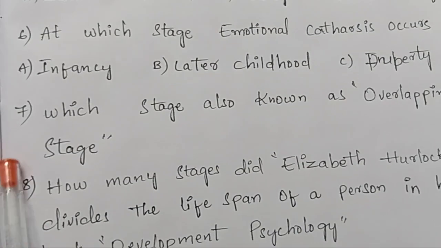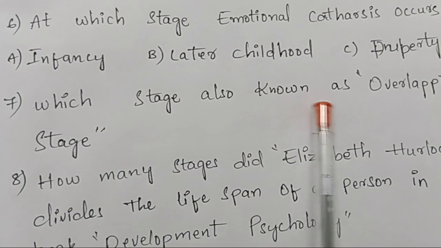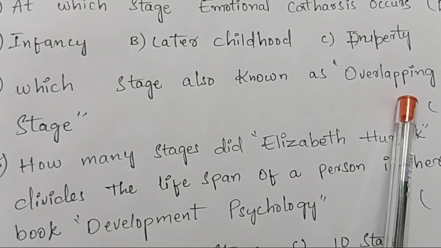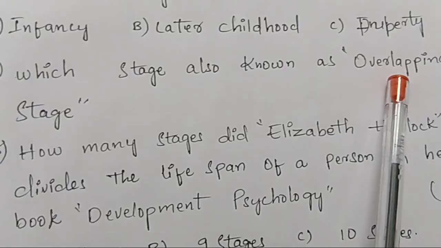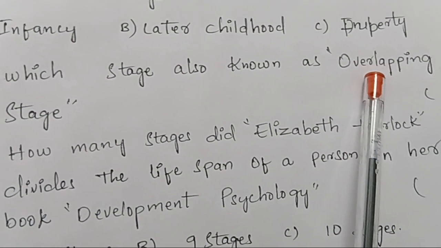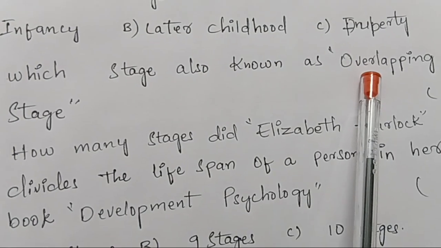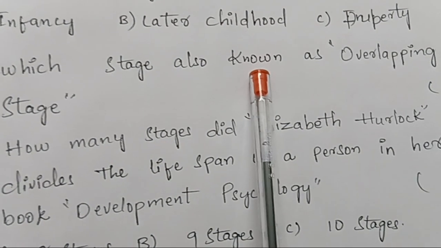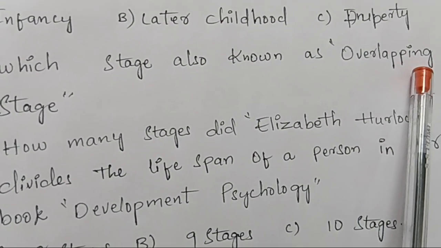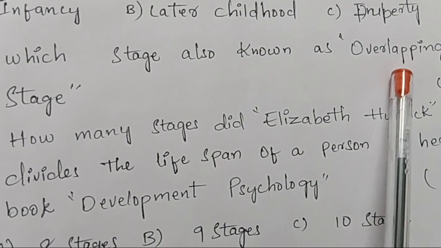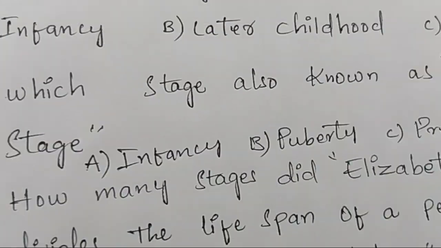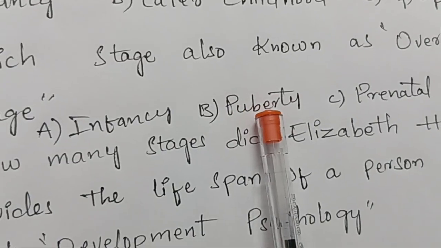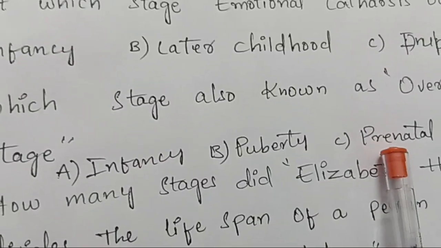Our next question is, which stage is also known as the overlapping stage? Overlapping stage means this must be the smallest stage, the smallest period of human life. It overlaps the previous stage of human life and the next stage of human life. Let us see the options. Option A is infancy. Option B is puberty. Option C is prenatal.